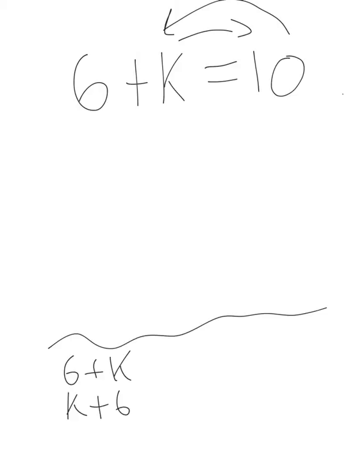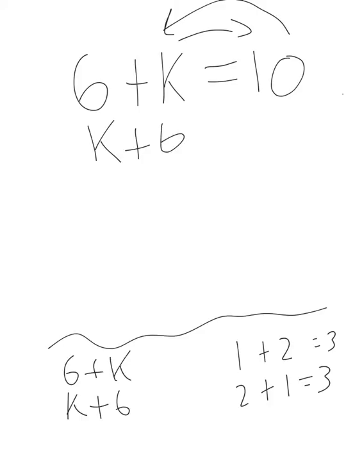So let's try that with a couple numbers just to see. 1 plus 2 equals 3. If I change the order of the 2 and the 1, is it going to make a difference? 2 plus 1? No, still equals 3. So the simplest way to solve this question would be to go, you know what? 6 plus k is the same as k plus 6. So I'm going to switch that. Still equals 10.